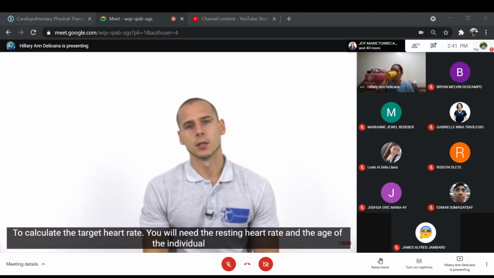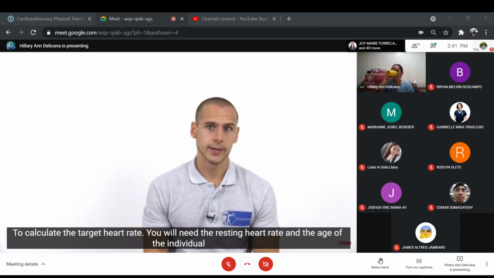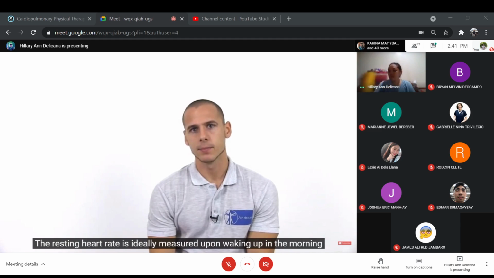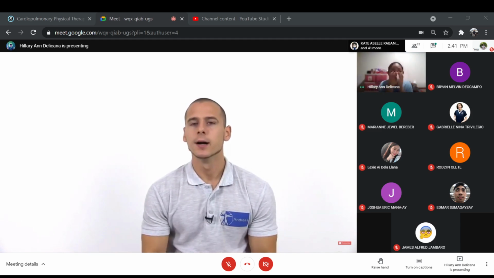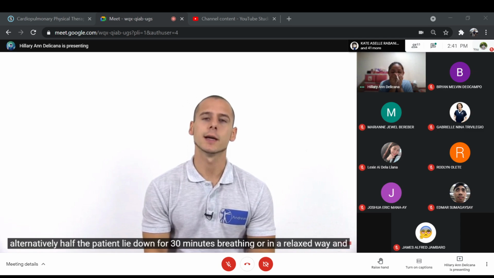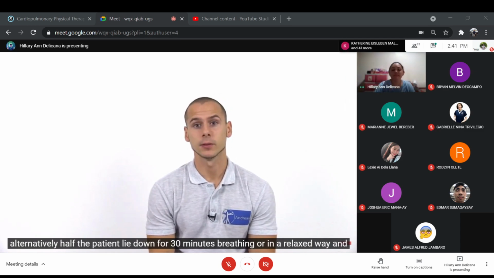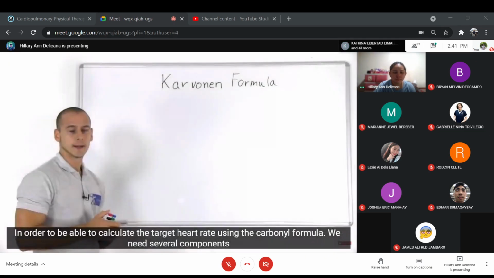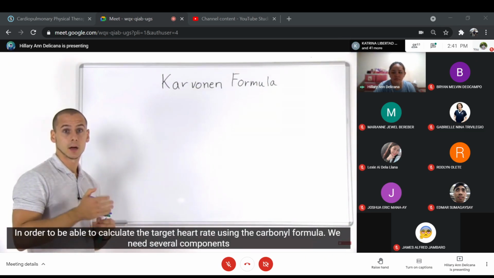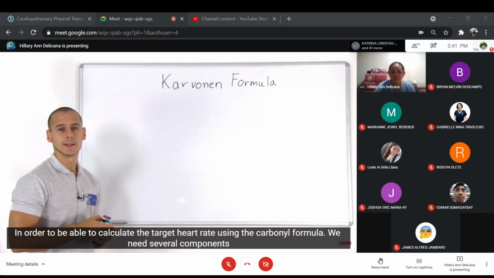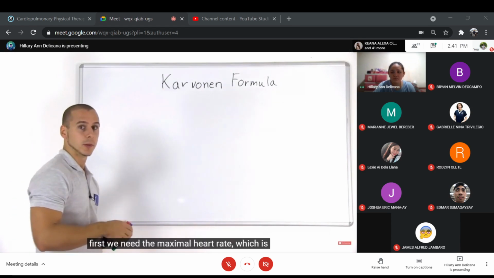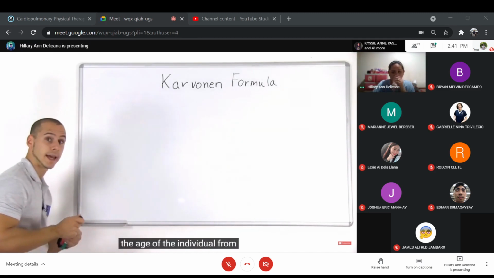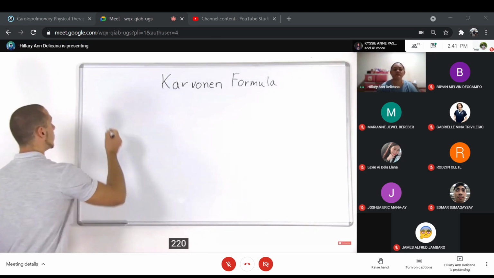To calculate the target heart rate, you will need the resting heart rate and the age of the individual. The resting heart rate is ideally measured upon waking up in the morning. Alternatively, have the patient lie down for 30 minutes, breathing in a relaxed way and not talking, then take the pulse. In order to be able to calculate the target heart rate using the Karvonen formula, we need several components. First, we need the maximal heart rate, which is calculated by subtracting the age of the individual from 220.